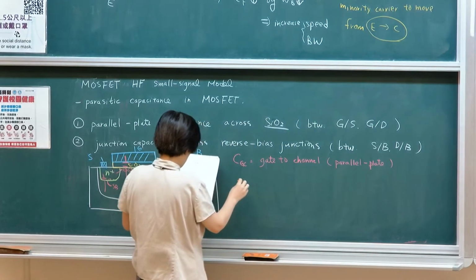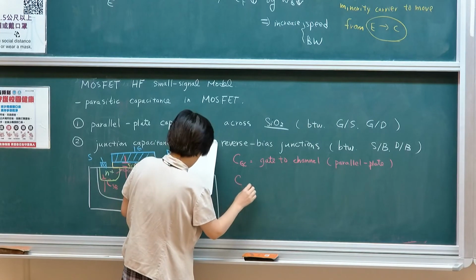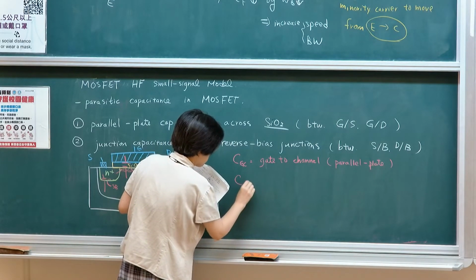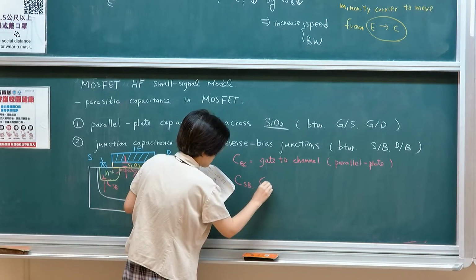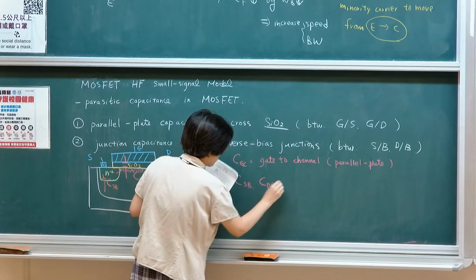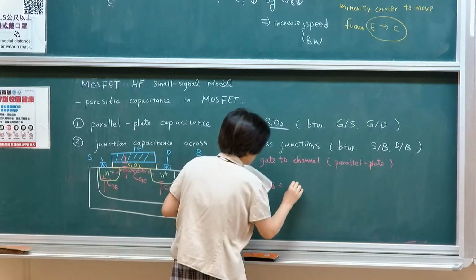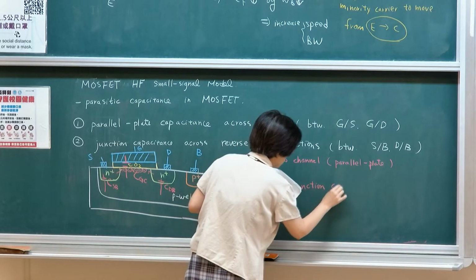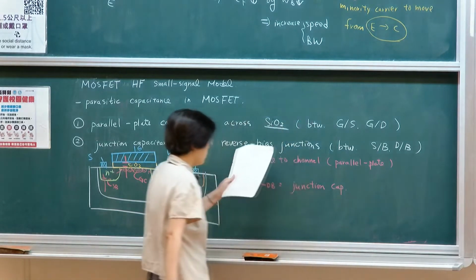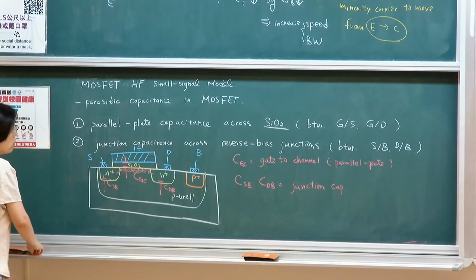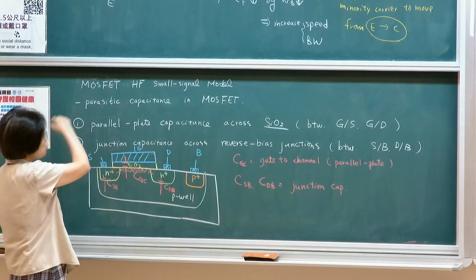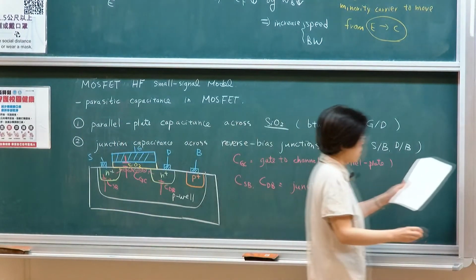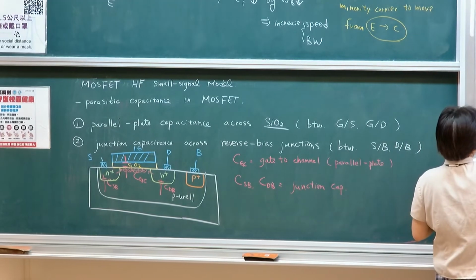And then it will be SB, CDB. These are what we call the junction caps. Okay? So if you think about it, we're constructing our small signal model, so let's do the small signal model.